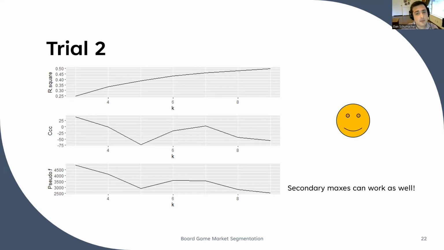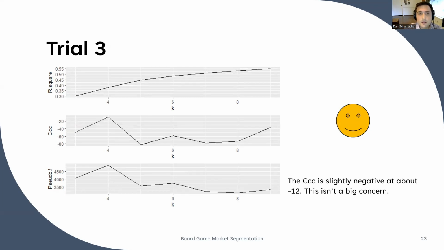We have a secondary max at k equals 7, as well as close to a secondary max at the pseudo F. Also, the CCC at k equals 7 is positive, which is a good thing. Here's trial number 3. I also like this because it has a strong primary maximum. And although the CCC is a little bit negative, it's not a deal breaker. It's not such a large value that it's going to mess things up.